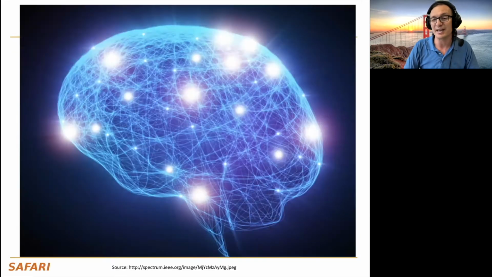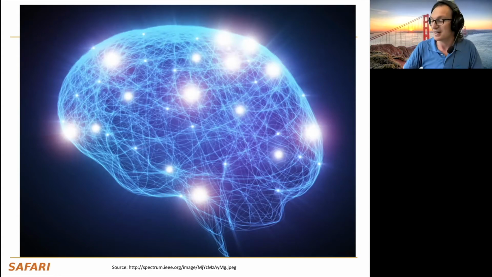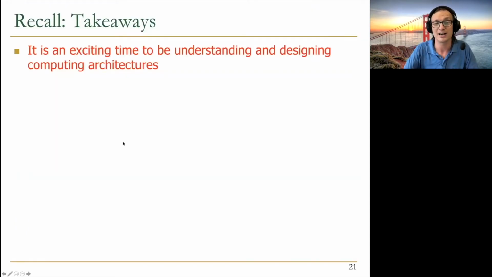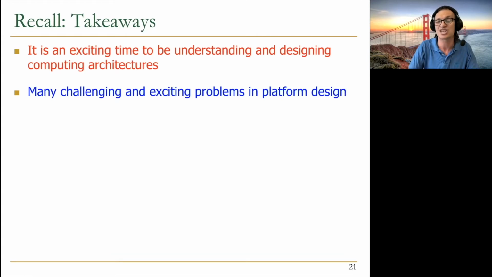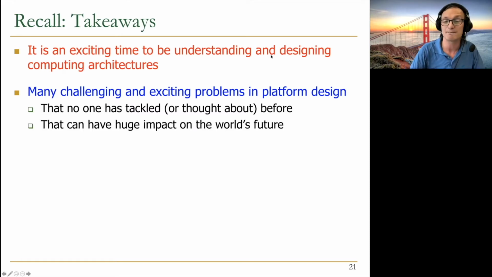But essentially, people have been also trying to make things more intelligent, imitate neural networks, machines like this maybe, and try to create artificial intelligence. And it's not an easy task. We really need to think more about how we understand and design architectures. That's one of the reasons why it's an exciting time to be understanding and designing computing architectures. There are many challenging, exciting problems that no one has tackled or even thought about before. We're really scratching the surface, I think, in intelligence, for example, and how to design systems for intelligence or genomics. And all of these can have a huge impact on the world's future.